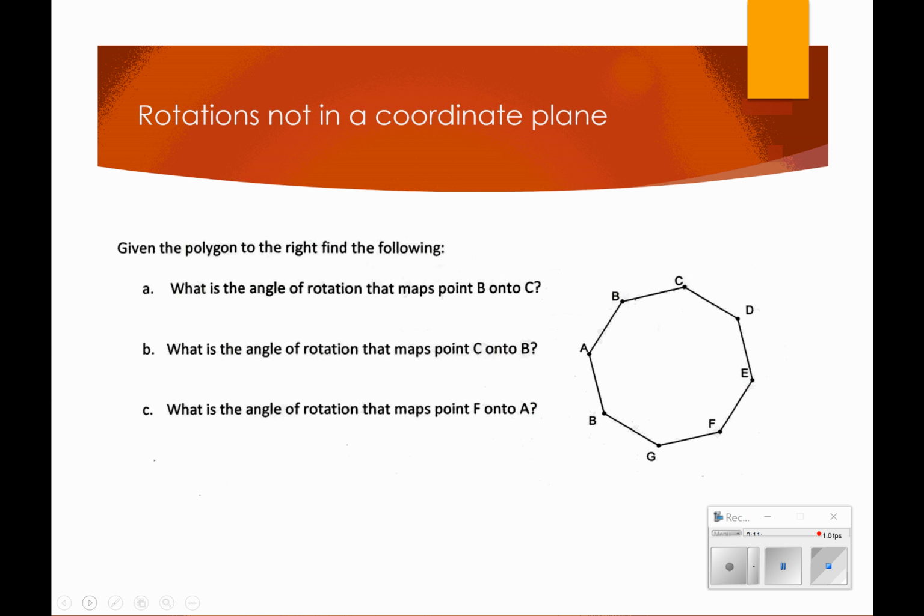One last example. We want to find the angle of rotation that maps B onto C. So again, remember polygon's 360 degrees. Let's count that up. I've got 1, 2, 3, 4, 5, 6, 7, 8 sides. So 360 divided by 8. You guys know I have to get my handy dandy calculator for that. And 45 degrees. So each turn is 45 degrees.